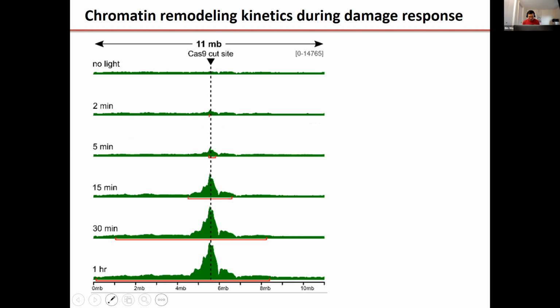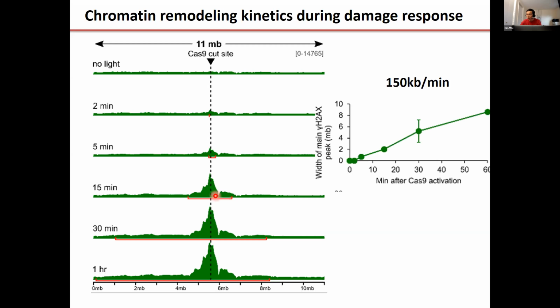During the DNA repair, the chromatin will also be remodeled to allow repair to proceed. We also performed ChIP-seq against gamma H2AX, the phosphorylated H2AX. Again, we see the ChIP peak start to appear as early as 2 minutes, and they spread along the cutting site. As time goes on, the phosphorylated H2AX expands along the genome, and we can actually measure the speed of H2AX propagation, which is about 150 kilobases per minute.